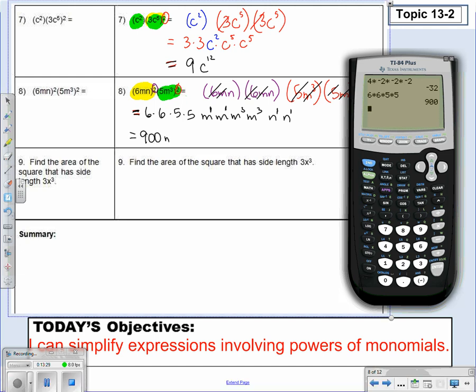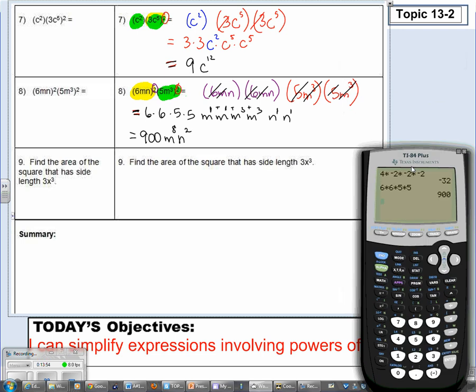Now we'll count up all our m's. This is 1 plus 1, that's 2, plus 3 is 5, plus another 3 is 8. So there's a total of 8 m's. And then n raised to the second power because we have 2 n's. So our final answer is 900 times m raised to the 8th power times n raised to the second power.